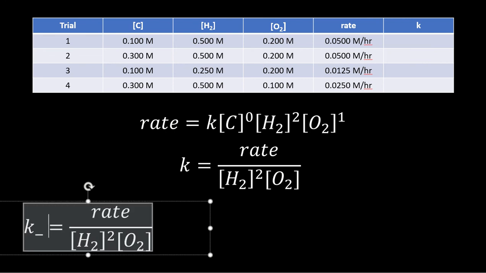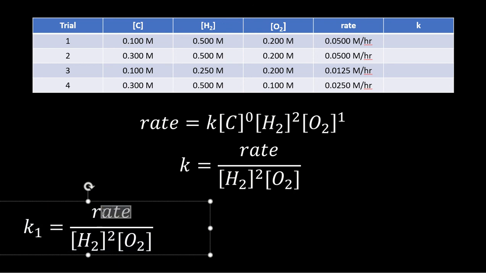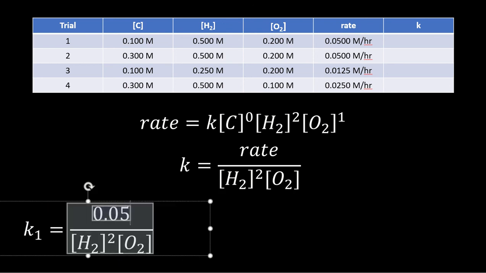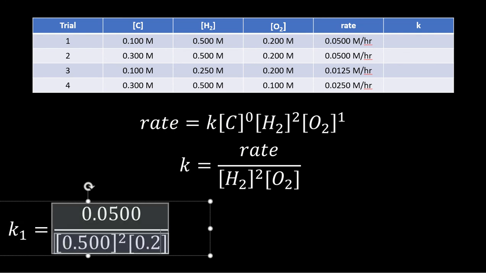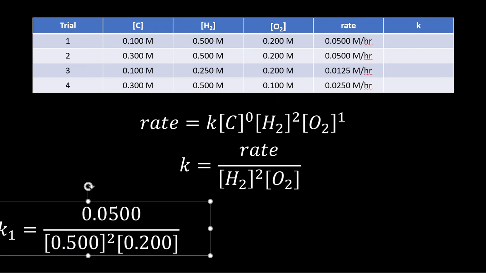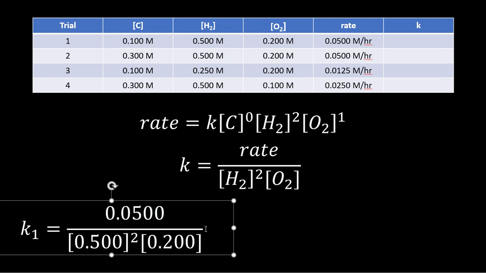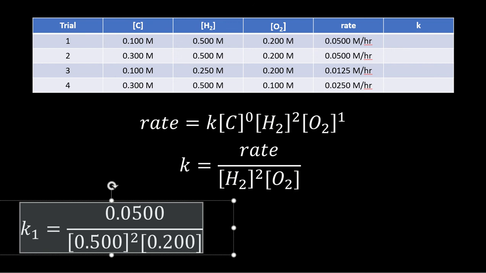Looking at the rate constant in trial 1, let's just take that rate, which would be 0.0500 molars per hour. And what we're going to do is divide that by the product of molecular hydrogen, which is 0.500 molars, squared, and multiply it by the concentration of molecular oxygen, which is 0.200 molars. And here's what that's going to equal.